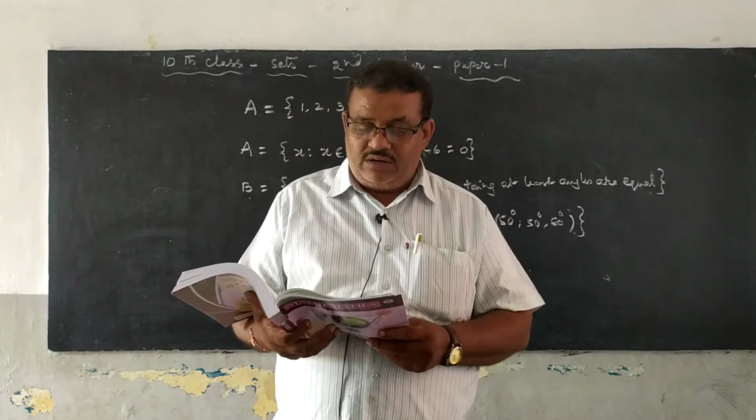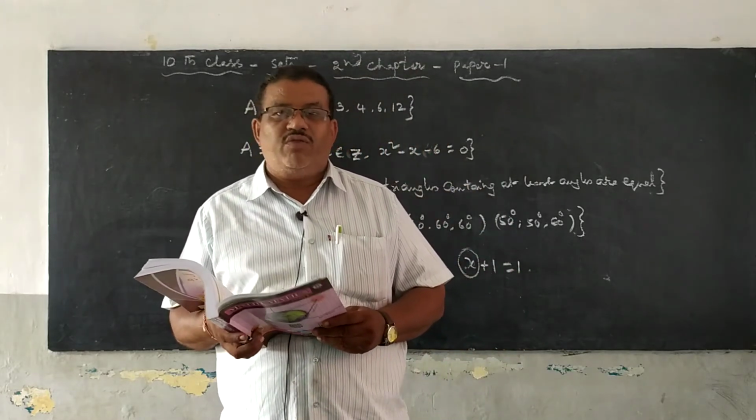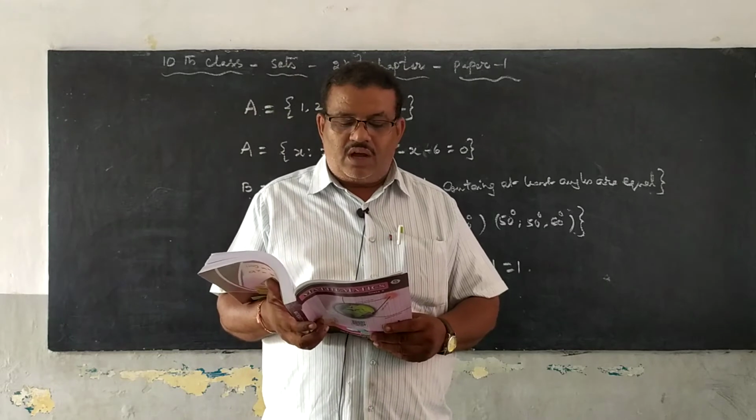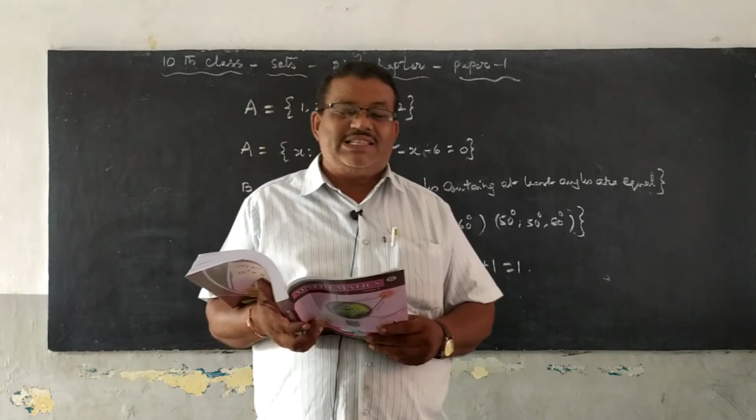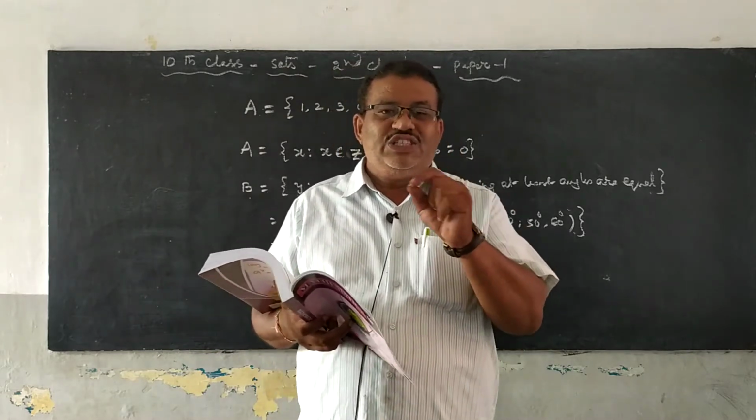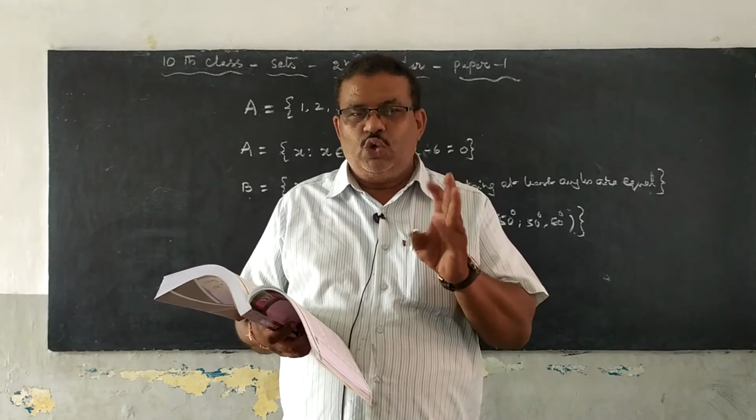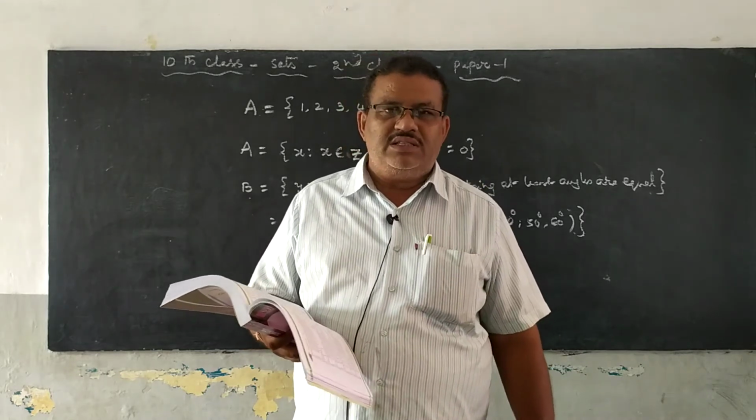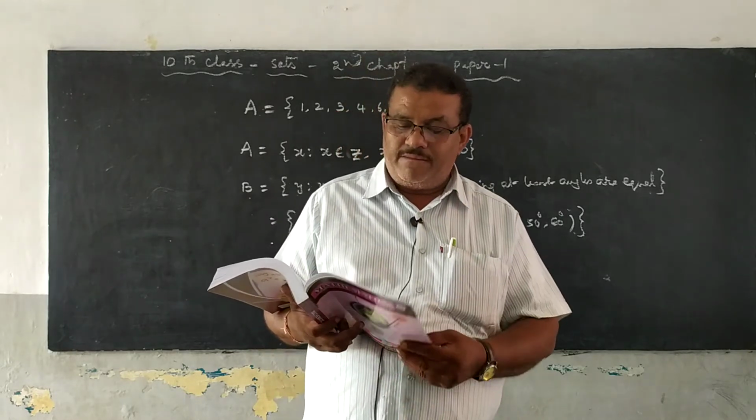The very easiest one, we have to do this one. Which of the following are sets? Justify your answer. The collection of all months of a year beginning with the letter J. Which of the months start with the letter J? January, June, July. These are the months that start with the letter J.